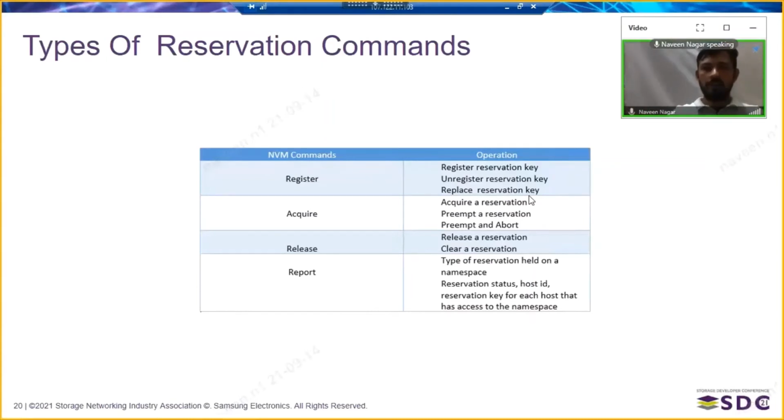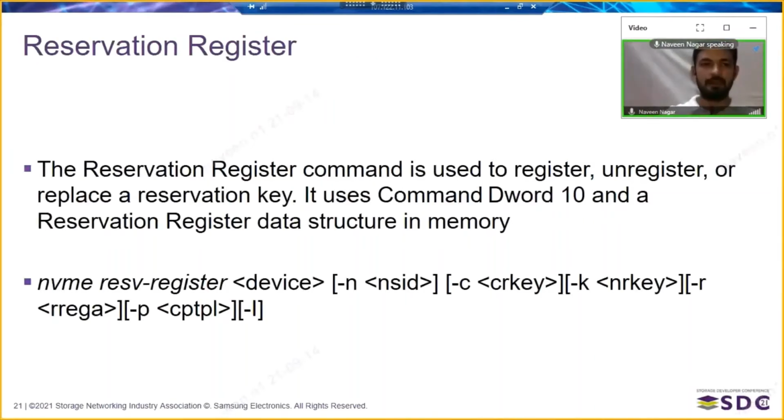In the release command, the reservation is released, which is carried out on the namespace. And finally, a host may determine the current reservation status associated with the namespace by executing a reservation report command. This is the first command. It uses command dword 10 of the submission queue entry.